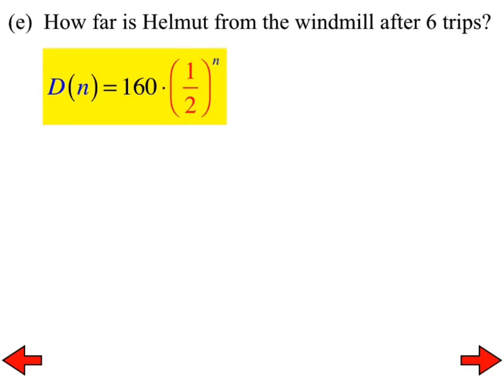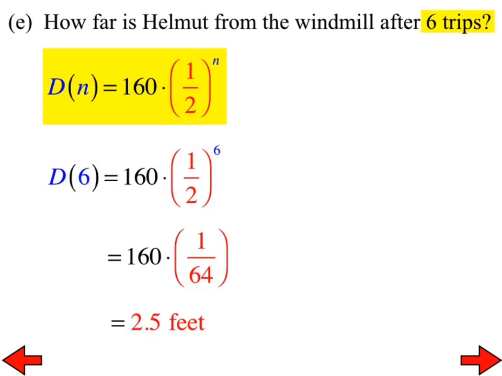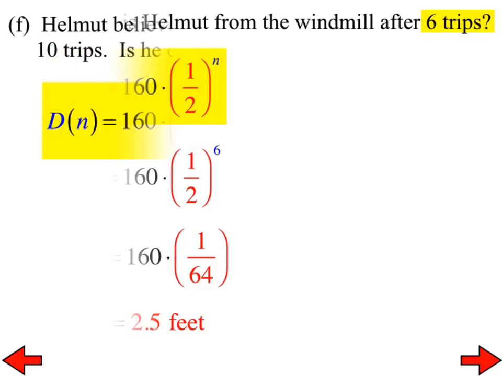Part E, how far is he after 6 trips? Well, that would be 160 times 1/2 to the 6th power. When we're figuring that out, we need to follow the order of operations and deal with 1/2 to the 6th power first. Then take that and multiply by 160. That would give us 160 times 1/64, and that is 2.5 feet from the windmill.